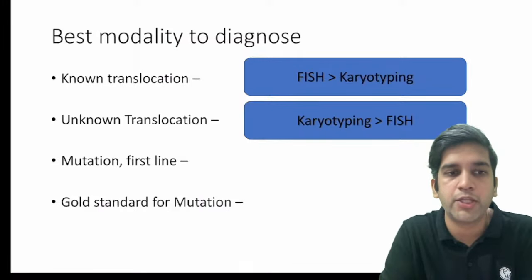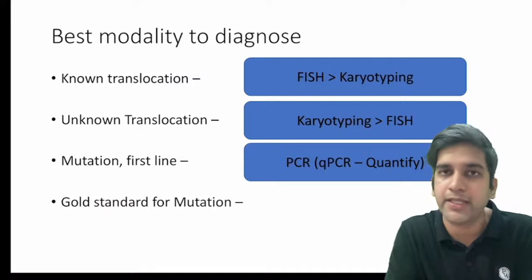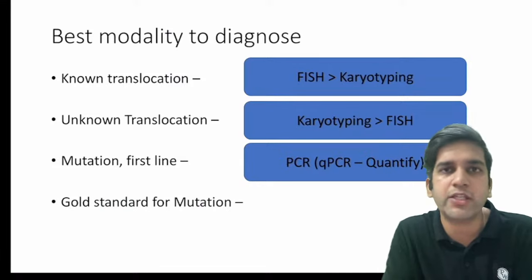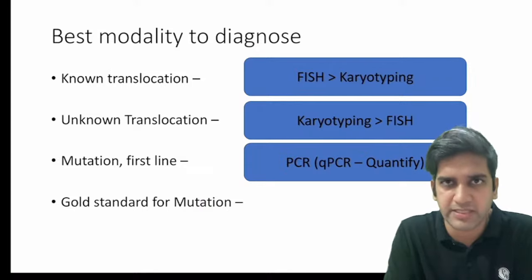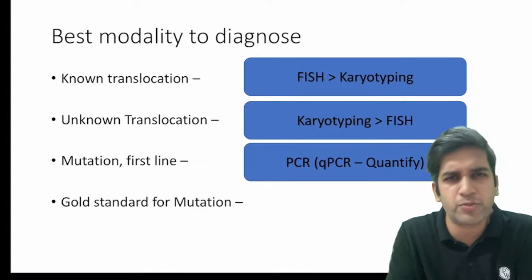Point mutation, you do a PCR, right? If I want to quantify, you do a qPCR or real-time PCR, right? For every point mutation, you do only a PCR. Be it sickle cell anemia or any point mutation, you pick up a PCR.